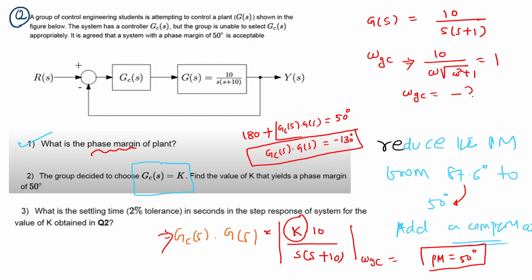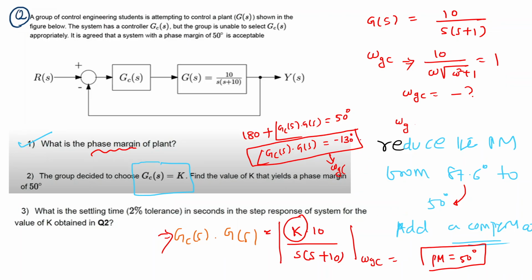So for this question, you equate the angle of this transfer function Gc(s) into G(s) equal to minus 130 degree. From that you find the omega value, and that omega is nothing but your omega gc. Then you take the magnitude of the transfer function and equate it to 1. Then that value will give you the k value. You understand the procedure that I told you.